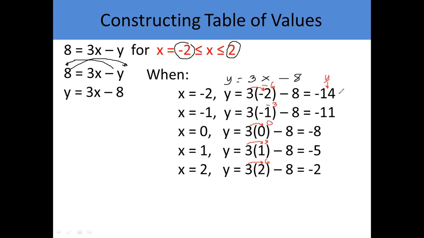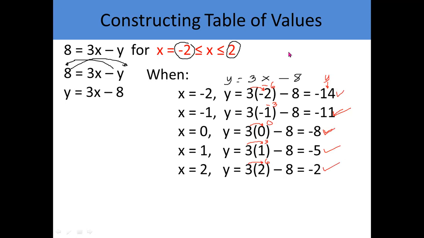So we have now the values of our y. If x is negative 2, y is negative 14. When x is negative 1, y is negative 11. When x is 0, y is negative 8. When x is 1, y equals negative 5. When x is 2, y equals negative 2. So we have now our ordered pairs.